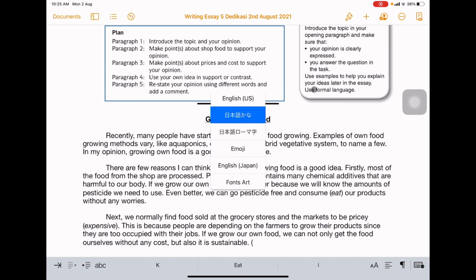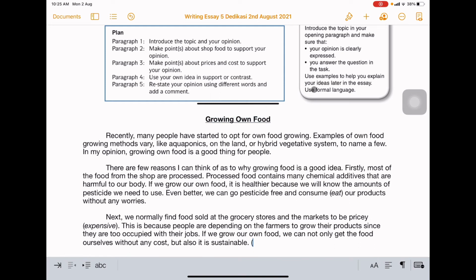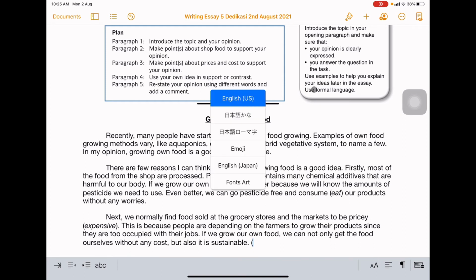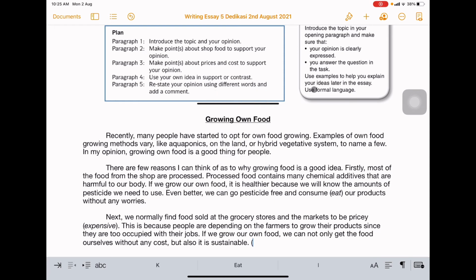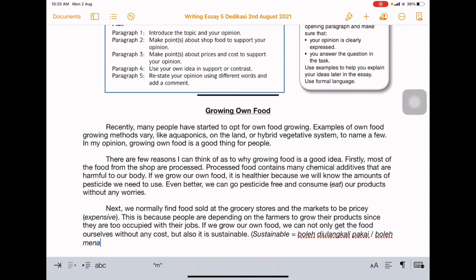Okay, sustainable here means boleh dipakai, boleh diulang kali pakai, or boleh menampung untuk masa yang lama. Okay, that is the meaning of sustainable.